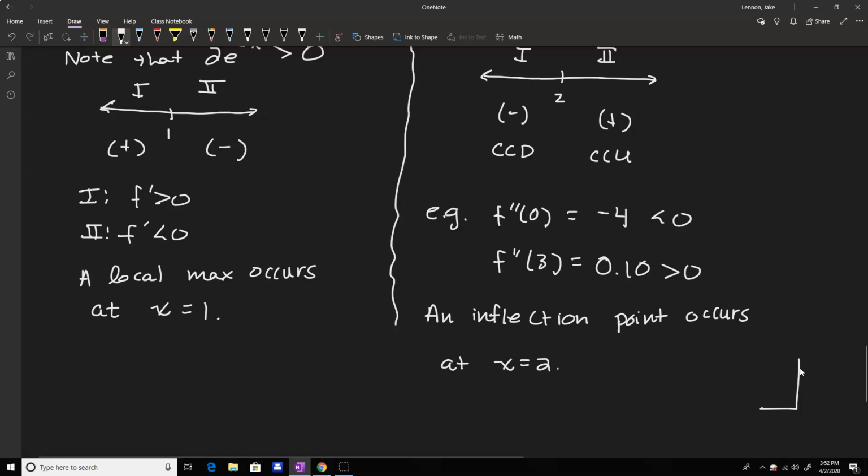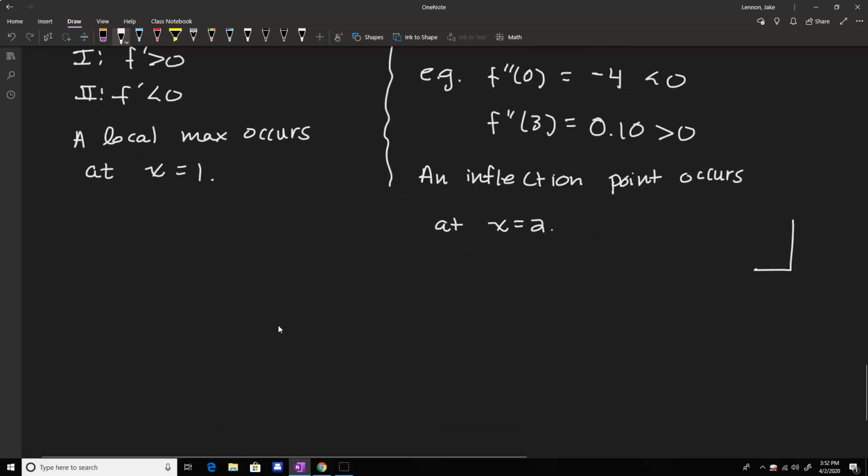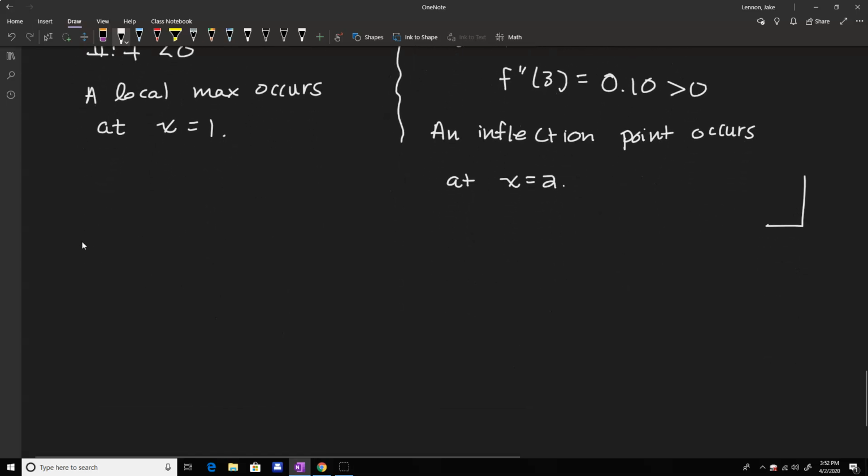So let's go ahead and look at just one more example where we have to graph something. So this is kind of a create an example type of thing, and sometimes it's good to think about functions in this way. So let's look at this example. So let's say graph f with the following properties.